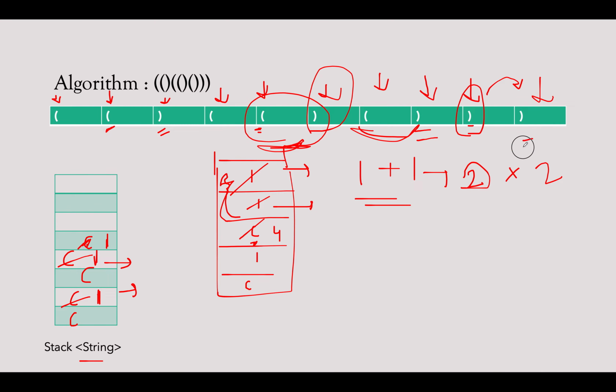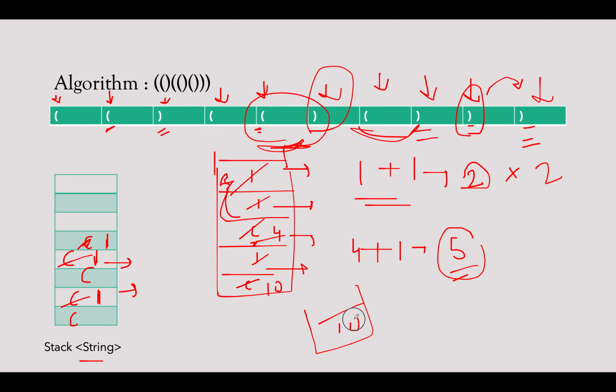We again saw a closing bracket. Pull out elements on the stack till the time you don't see an opening bracket. So we saw an opening bracket here. 4 gets removed, then plus 1, 5. We have the cumulative sum of the inner string as 5, and we saw a closing bracket, and since it's a closing bracket, we'll multiply it by 2, because we have some intermediate integer value in between, and the value becomes 10. So this is how we arrived at the solution.